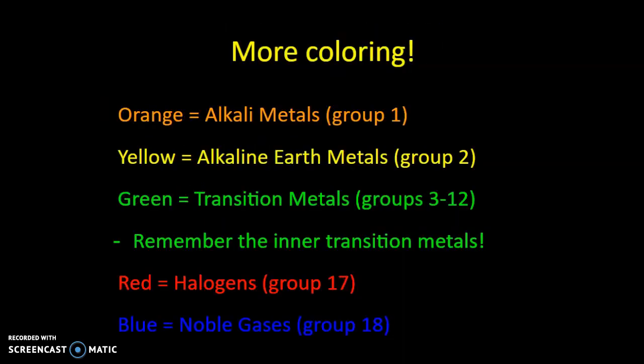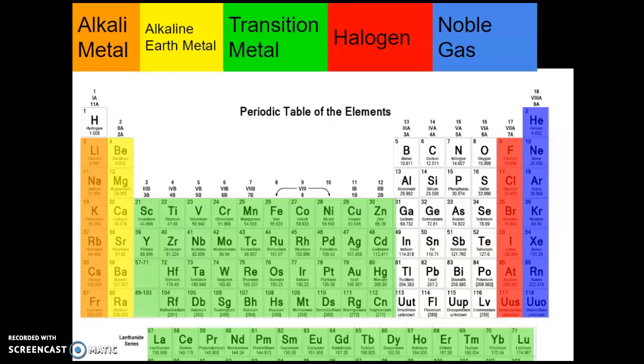And last but not least, you're going to do some more coloring on your periodic table. Go ahead and color these based on their families and go ahead and label what their names are on your periodic table. You can pause and make sure to label these correctly.